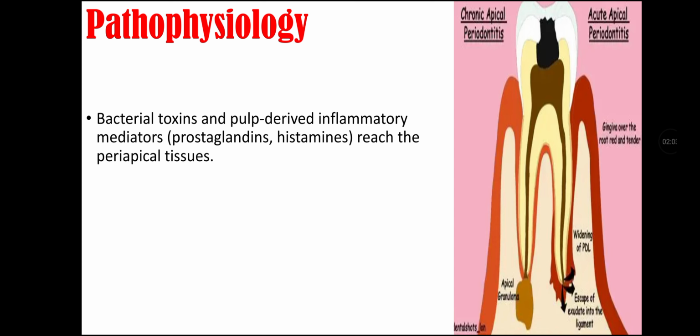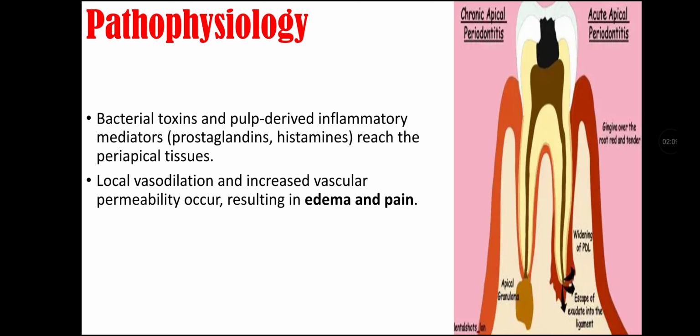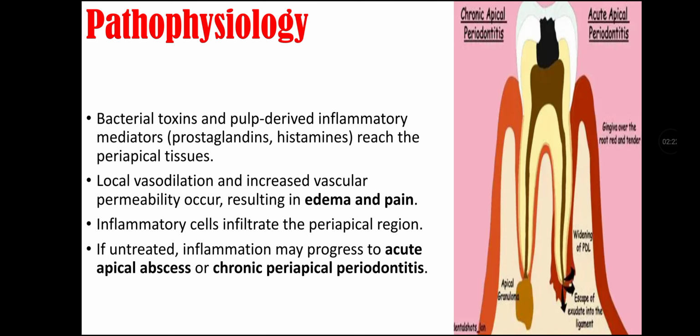Pathophysiology of acute apical periodontitis. Bacterial toxins and pulp-derived inflammatory mediators like prostaglandin and histamines reach the periapical tissue. Then localized vasodilation and increased vascular permeability occur that result in edema and pain at that region. Inflammatory cells then start infiltrating at the periapical region, and if this is untreated, inflammation may progress to acute apical abscess or chronic periapical periodontitis.